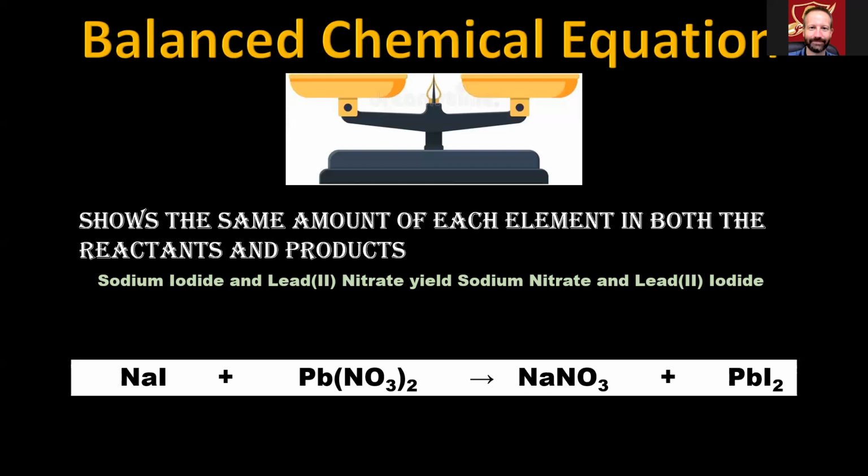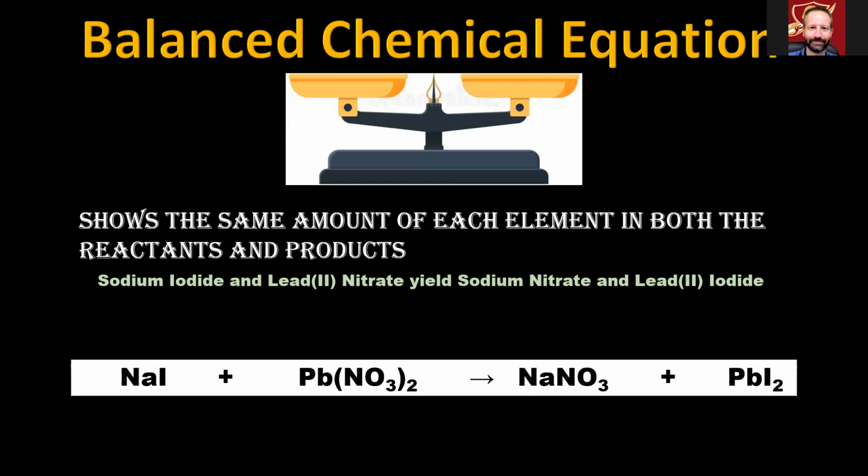Going back to the product side on the right, I put a 2 in front of NaNO3. How many O's does that give me? How many oxygens? 6. Over on the left, what do I have? 6. So I'm looking good so far. Only one element I haven't checked yet, and that's the Pb, the lead. So how many Pb's on the left? How many on the right? It's balanced. Everything matches.